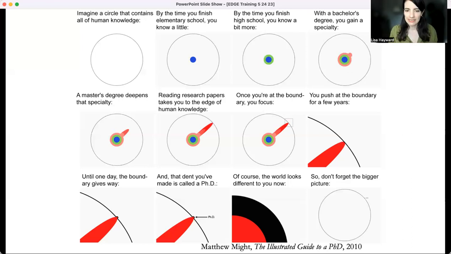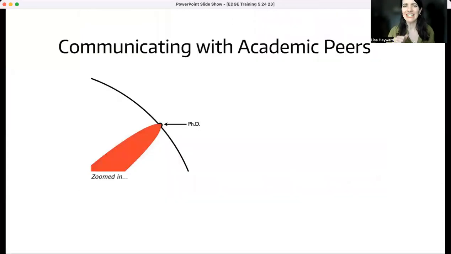So that should be easy, right? Because we all remember being in elementary school. We all remember being in junior high. We have that experience in common with other people. But it's not easy because it's at odds with the style of communication that we learn through our academic training.